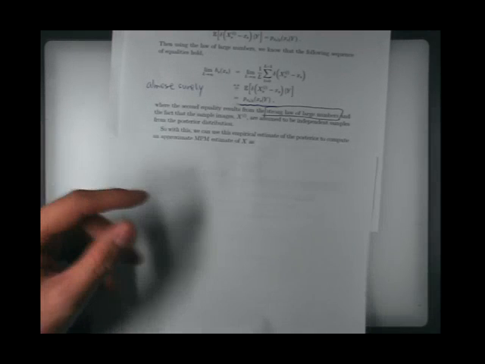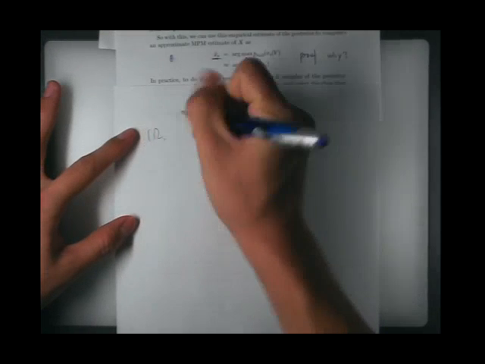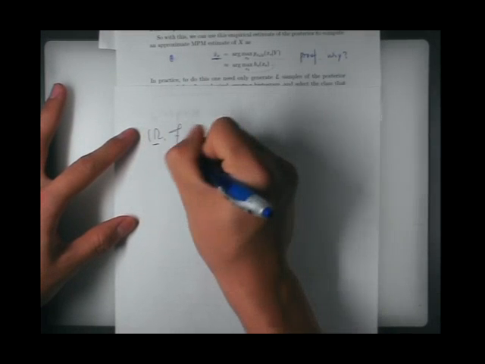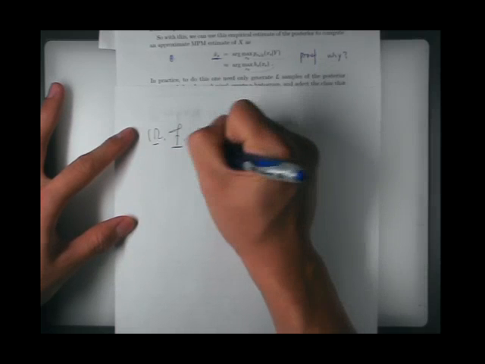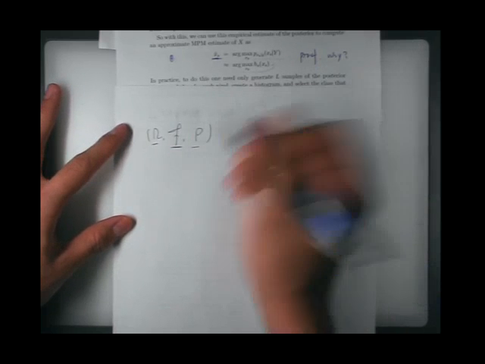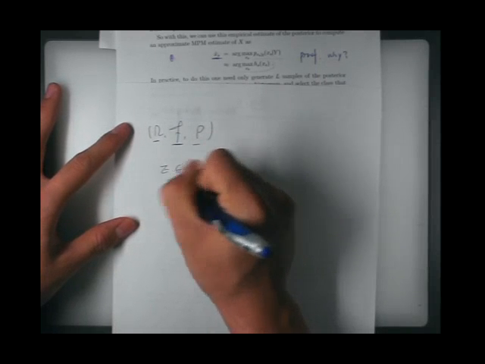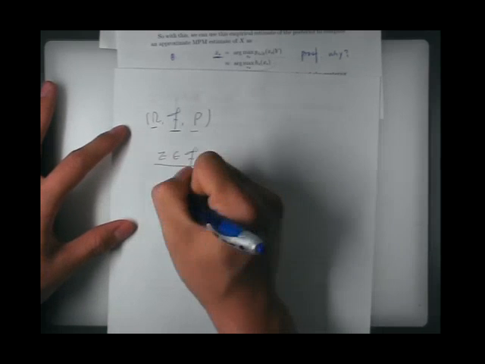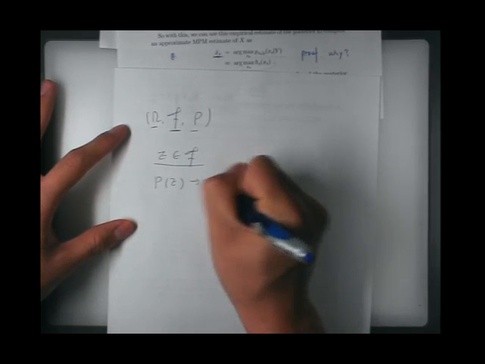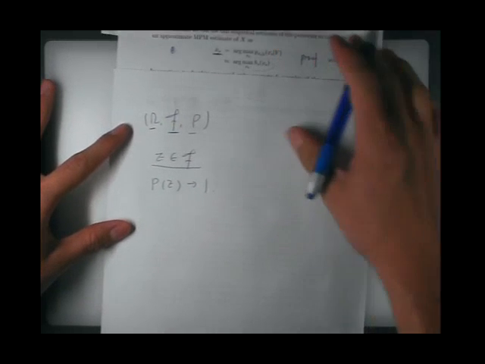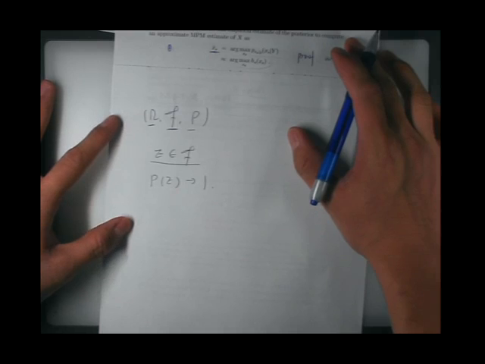I assume you have seen this before. We have a probability space, omega, the sample space, events, and the probability. And we have one event E belonging to this event set, and the probability of this E is 1. This is called almost sure convergence.